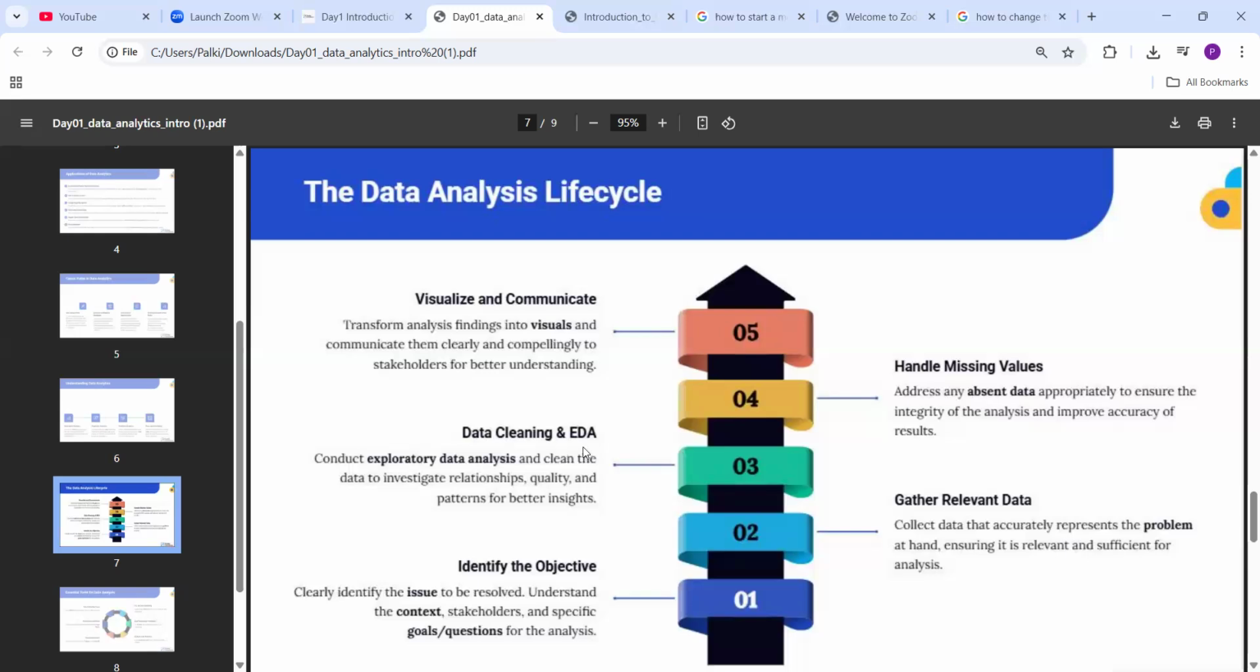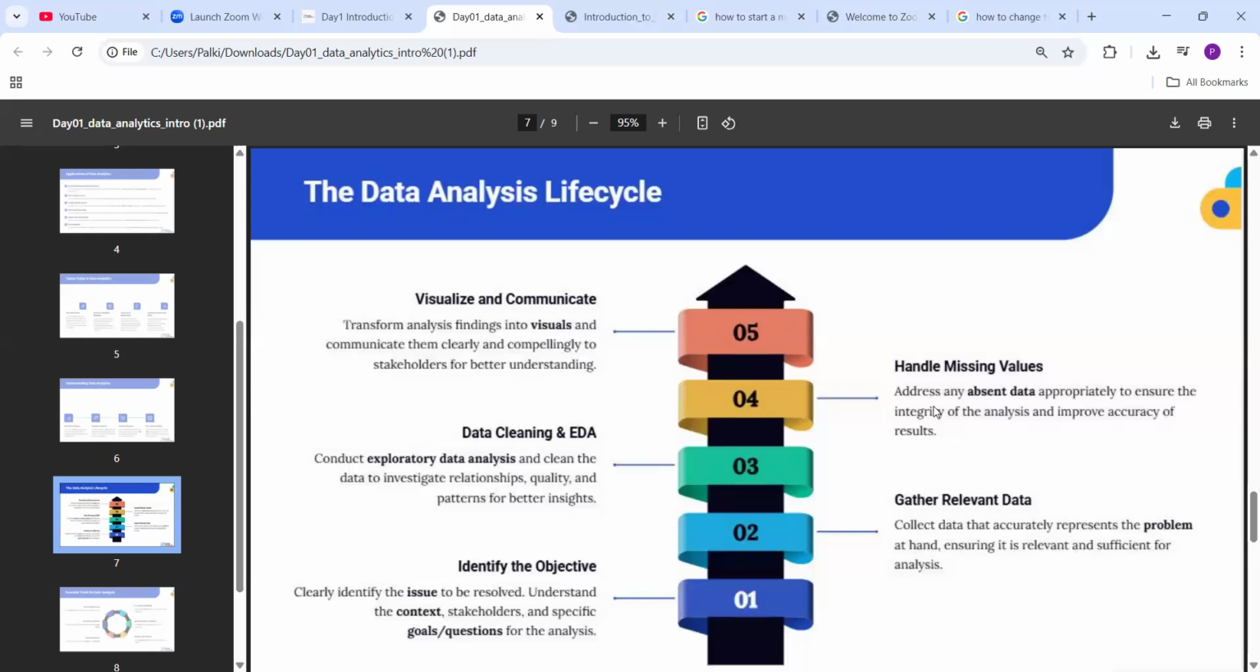Third is data cleaning and EDA. Conduct exploratory data analysis and clean the data to investigate relationships, quality, and patterns for better insight. See, for this, we need to clean the data. Cleaning data basically means you have to deal with the missing values. If something is missing in the company, how you can get it or how you need to add it, or if something is duplicate, if some fraud is there, then you can have better insights. So you need to think in this way.